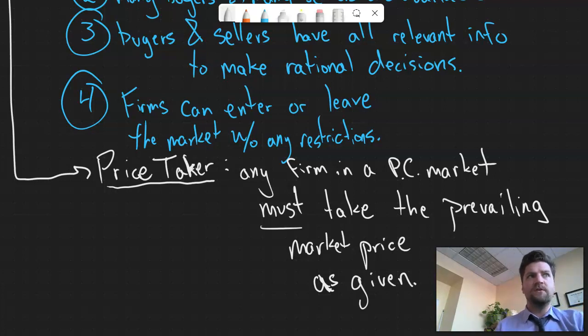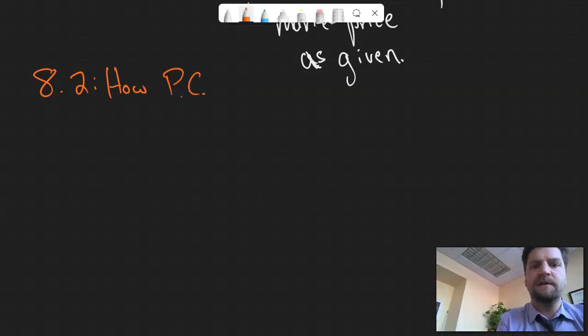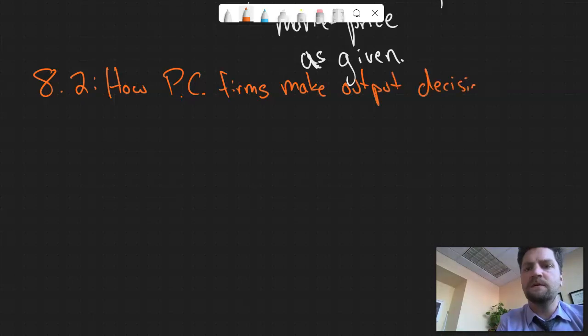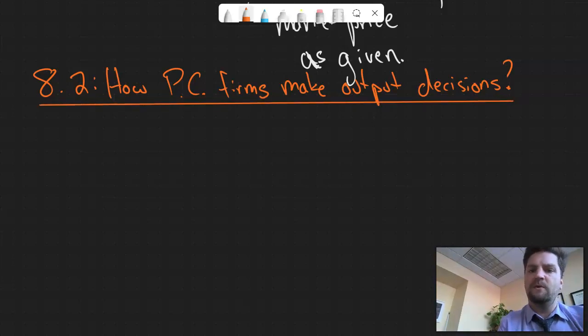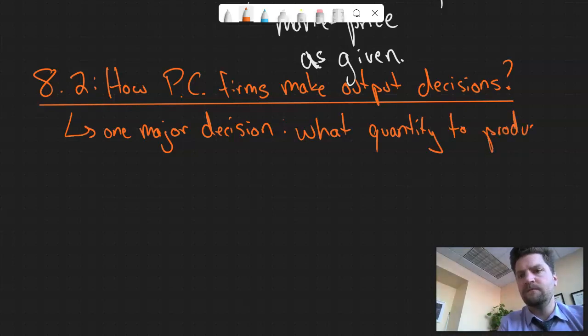So if they can't influence price at all, what are perfectly competitive firms doing? That brings us to the second part of Chapter 8: how do perfectly competitive firms make output decisions? Since they can't make any pricing decisions, they're going to make a decision on the only thing they do have power over, which is their output. So perfectly competitive firms have one major decision, and that is what quantity do they produce?